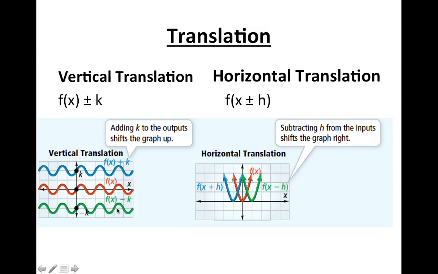So our first one, our translation, again, we're moving horizontally or vertically. To move it vertically, notice how we're moving it up and down, and it is not grouped with our x. If our original parent function is this red one here, we would go up, or plus k, or down, minus k. A horizontal translation means we're moving left and right. So again, our parent function is in red. If we move it to the right, notice how it's grouped with our x. It's in the parentheses. And notice how when we move to the right, it's negative. We take the opposite sign. And when we move to the left, it is positive inside our parentheses.